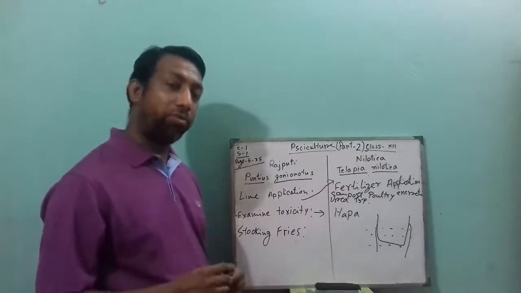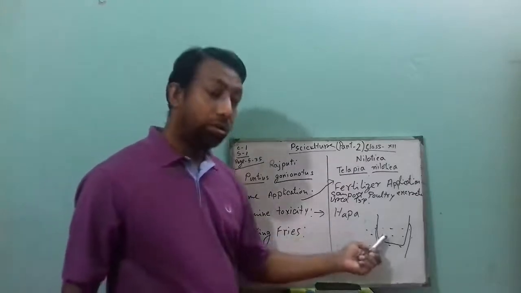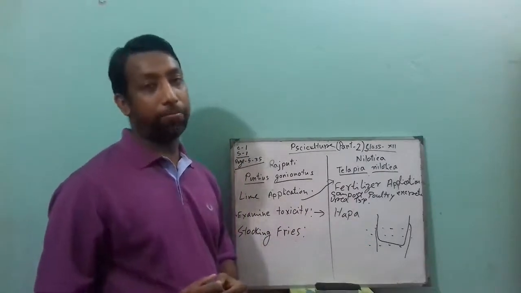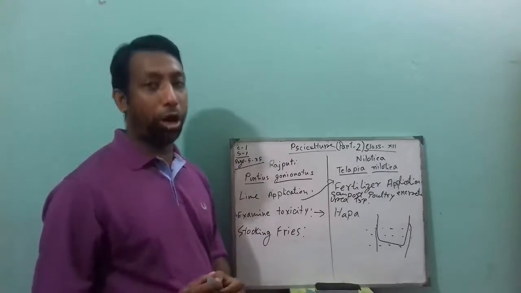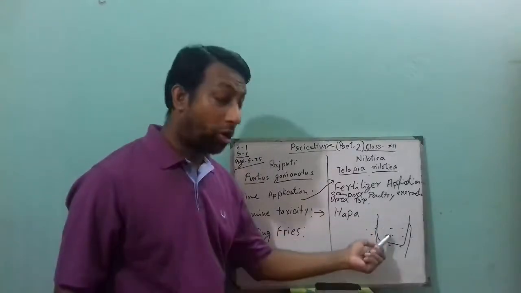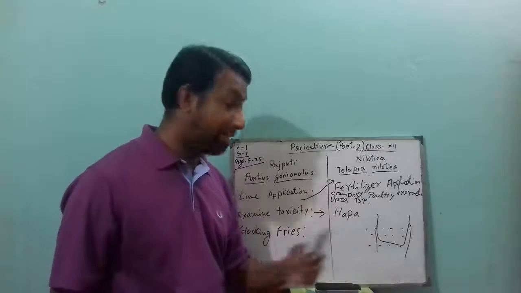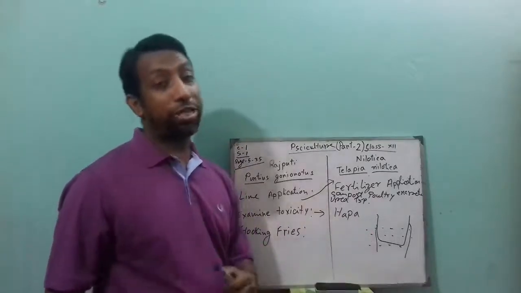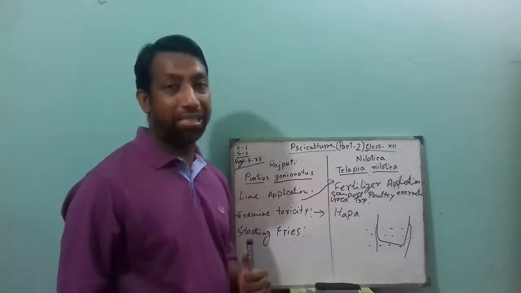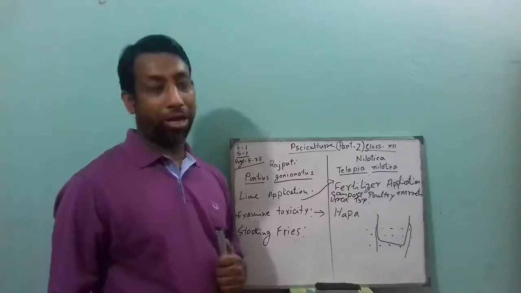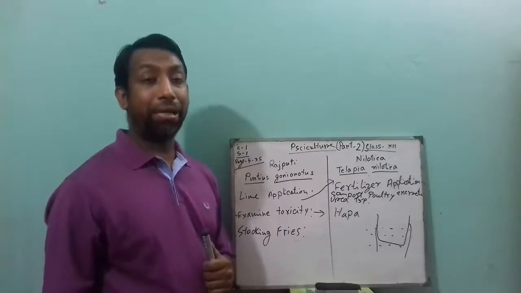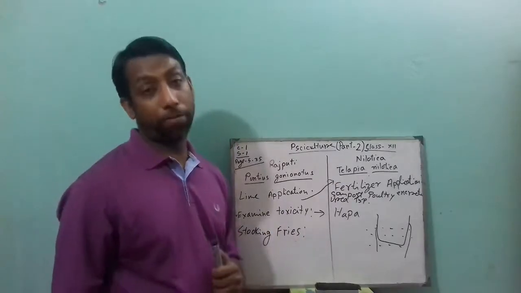hours, and then observe that the fries are alive, that means the water is not toxic. You can release the fries in the pond. Or, if you leave the fries in the HAPA for 24 hours and you observe that the fries are no more, that means they are dead, so the water is toxic. This is the way of examining the toxicity in the pond.